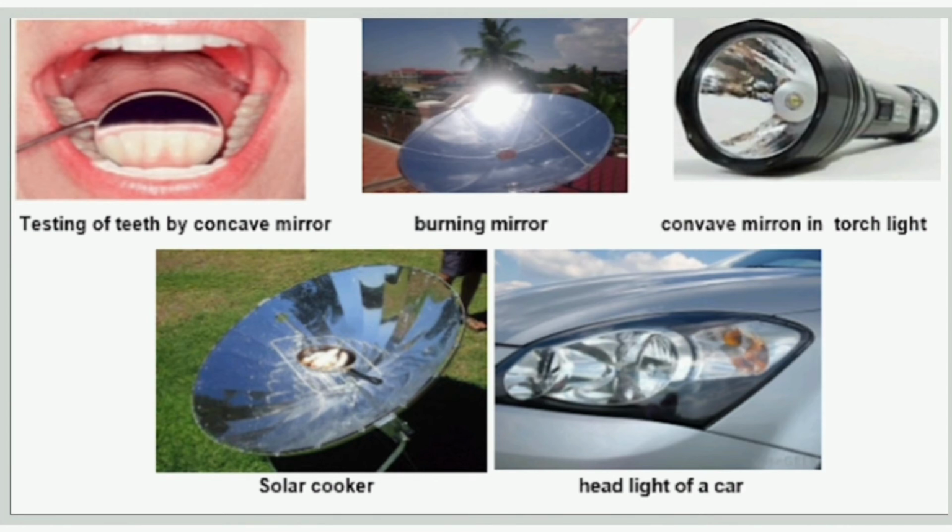This is a concave mirror used by dentists to check the teeth of their patients, and this is a burning mirror. Don't confuse a burning mirror with a solar cooker, because a burning mirror in olden days was used to burn ships. They would concentrate sunlight and then use it to burn ships. And this is a concave mirror in a torchlight, you might have seen it, and a solar cooker and the headlight of a car.